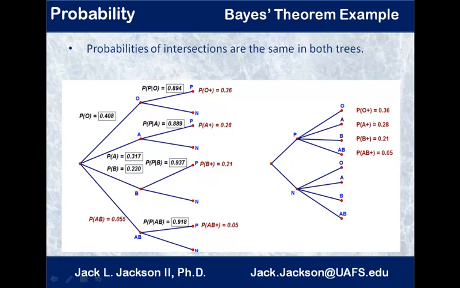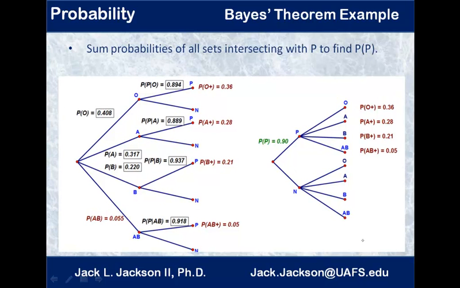Well, remember that these 4 things here must add up to the probability of P. So if we add 0.36 plus 0.28 plus 0.21 plus 0.05, we get 0.90. So 90% of the people in the United States have positive blood. And of course, we can subtract to see there's only 10% that are negative.